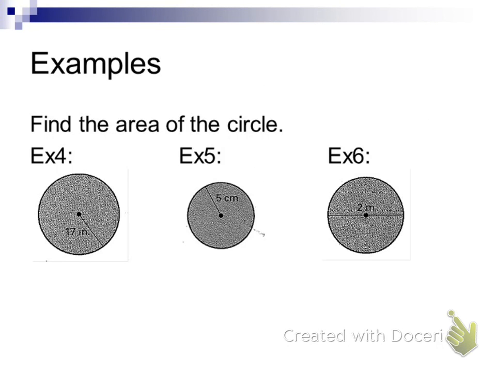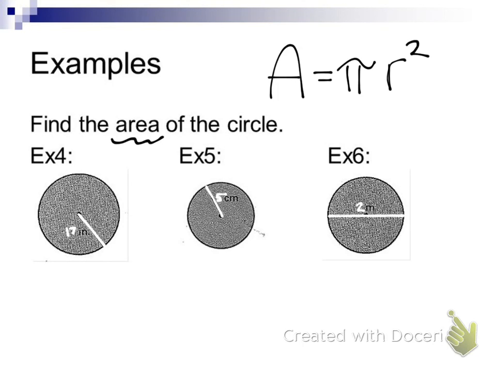All right, so here are the 3 examples. This first one is 17, and it is a radius. The next one says 5, and it also just goes to the center of the circle. And then back here it goes all the way across, and it's a 2. We are looking for area now. You can tell by the directions which one you're looking for, area or circumference. Area equals pi r squared. So on number 4, my radius is 17.